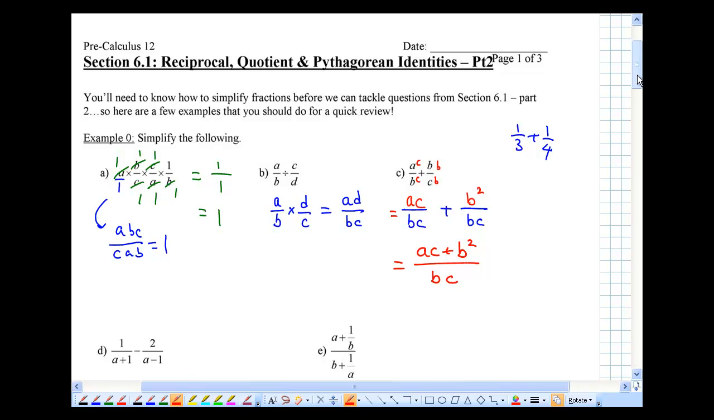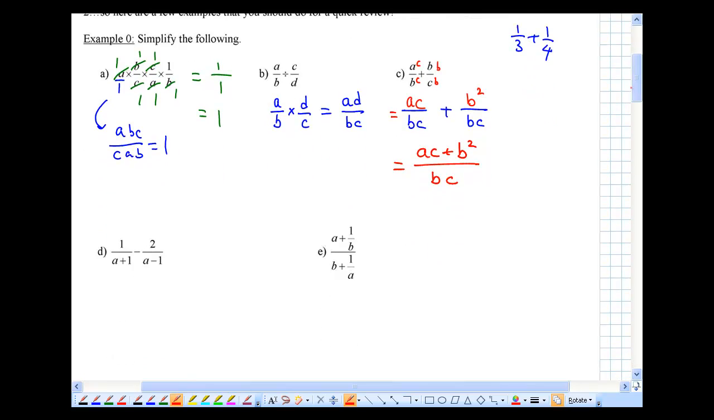Okay, let's do another one. Notice the denominators are a plus 1 and a minus 1. Your lowest common denominator is not a. A plus 1 and a minus 1 are totally different, just like the 3 and the 4 from above. So the common denominator must be those two things multiplied together, just like before.